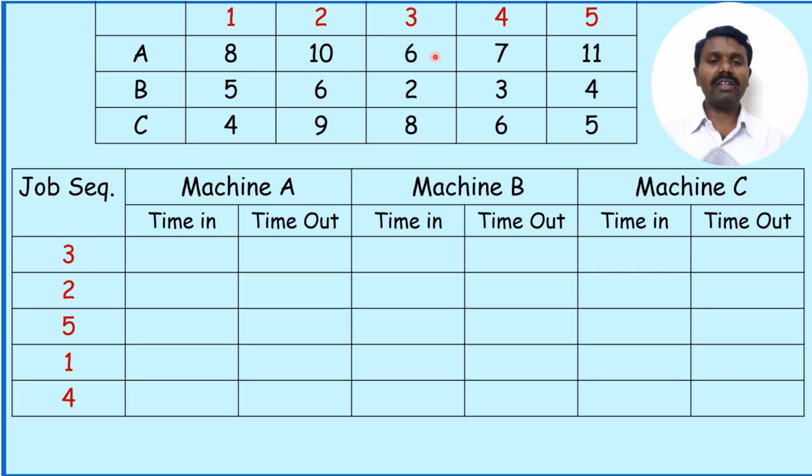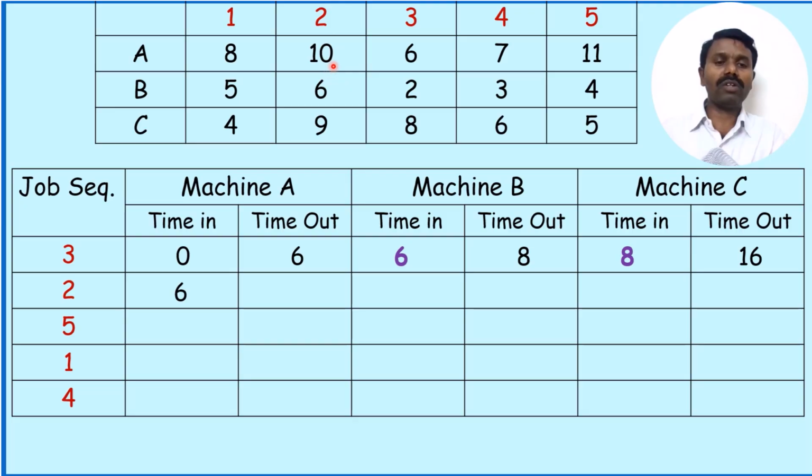Order 3, it is taking 6 minutes on mission A. Then it is starting at 0 time, and it will take 6 minutes to complete. Then after 6 minutes the mission B will start. Then it will be taking 2 minutes here, then 6 plus 2 is 8, then it is taking 8 minutes on mission C, so 8 plus 8 becomes 16. Then order 2 will be starting.